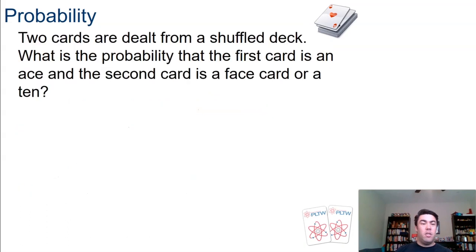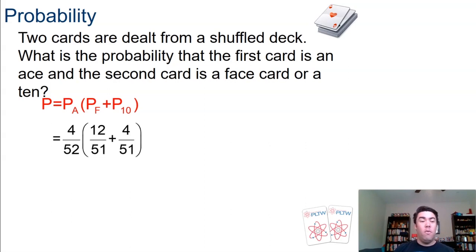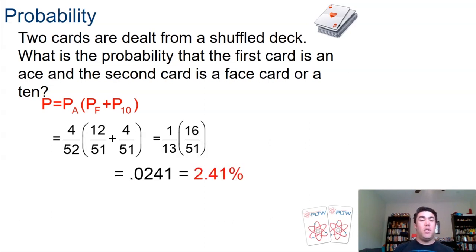Going back to our question, 2 cards are dealt from a shuffled deck. What is the probability that the first card is an ace and the second card is a face card or a 10? We would get this equation. So the probability of an ace times the quantity, the probability of a face card plus the probability of a 10. So 4/52 times 12/51 plus 4/51, which would give us 2.4%.